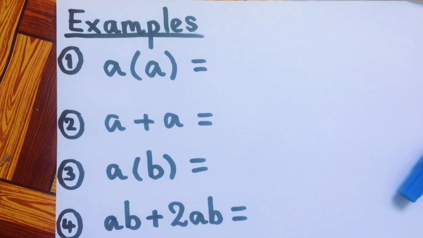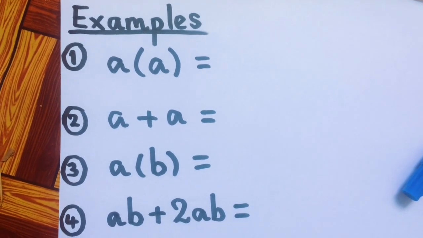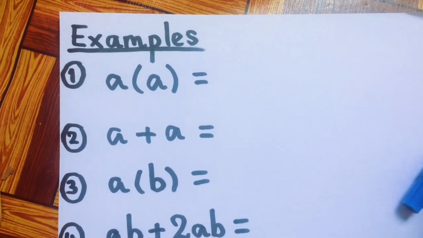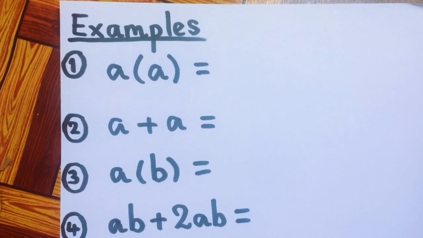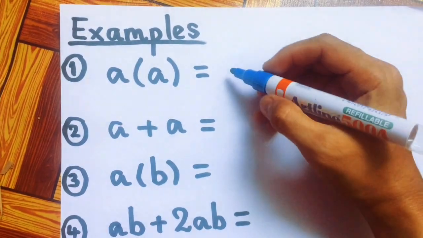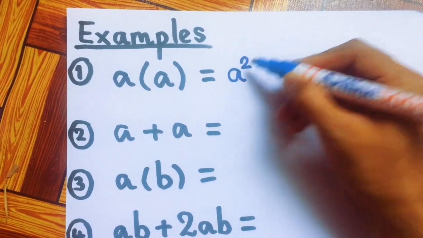For the first one, if you have a times a, or sometimes we use brackets, so a times bracket a, what do you get when you multiply those two expressions? Whenever you multiply a with a, you should get a squared. So this is the answer for the first one: a squared.